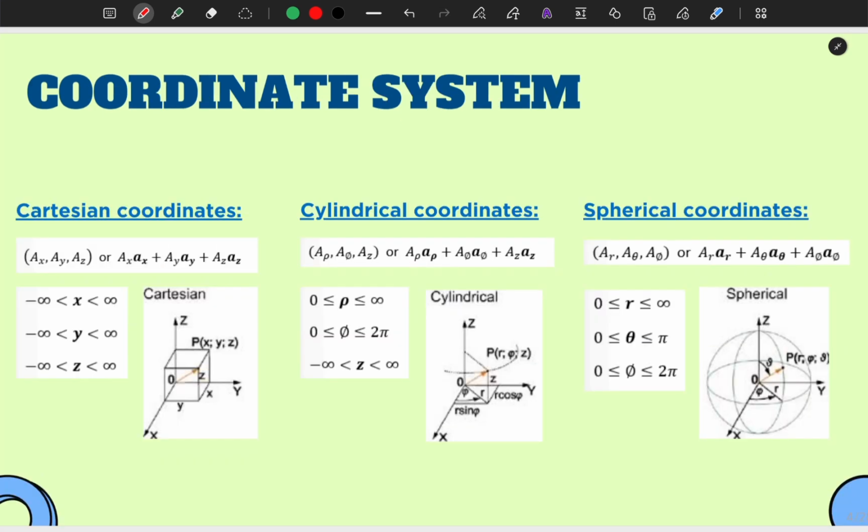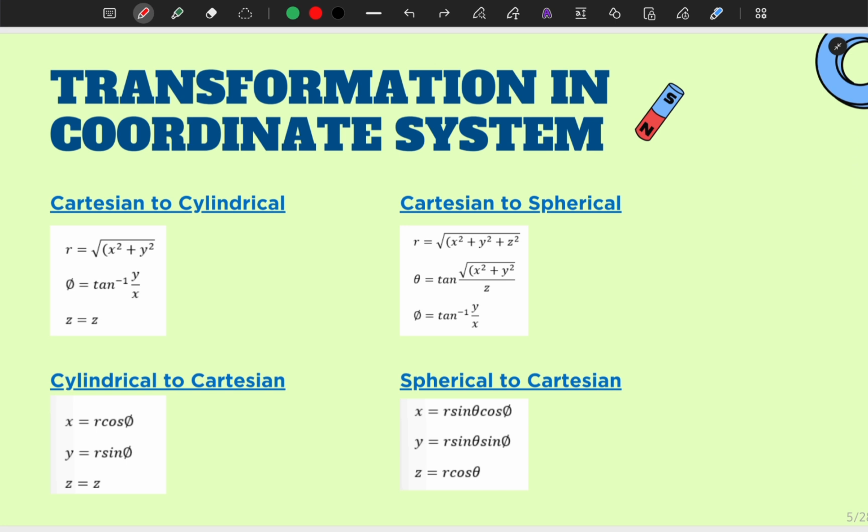Next is coordinate system. There are three coordinate systems in this topic, which are Cartesian coordinate, cylindrical, and also spherical coordinate. The Cartesian coordinate system uses x, y, and z axes and is suitable for rectangular geometries, while cylindrical coordinate uses rho, phi, and also z. Spherical coordinates are best used for spherical objects like point charges or charged spheres and use r, theta, and also phi. Coordinate transformation allows us to convert one coordinate system into another for easy analysis.